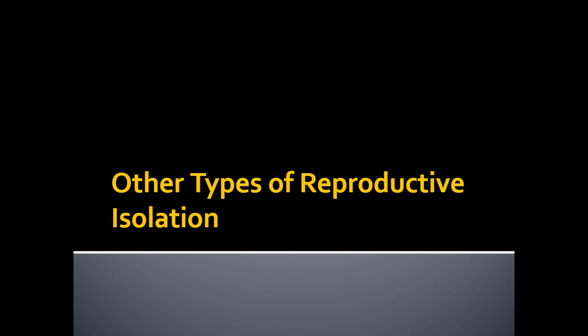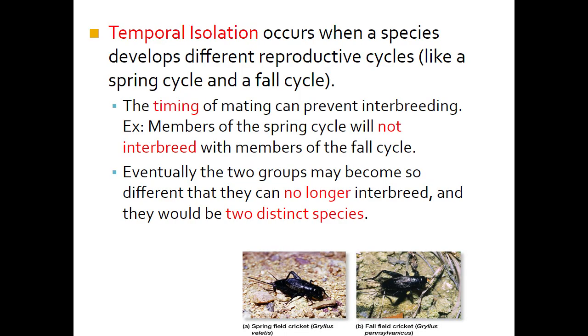So in addition to geographic isolation, there are also some other types of reproductive isolation that would lead to speciation. We have temporal isolation. This is when a species develops different reproductive cycles. For example, one part of the population might start interbreeding in the spring, and one might start breeding in the fall. Temporal means time, so this is the timing of the mating cycle.